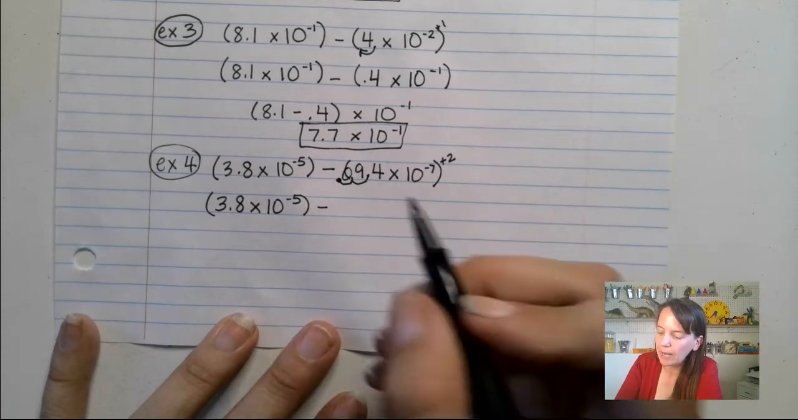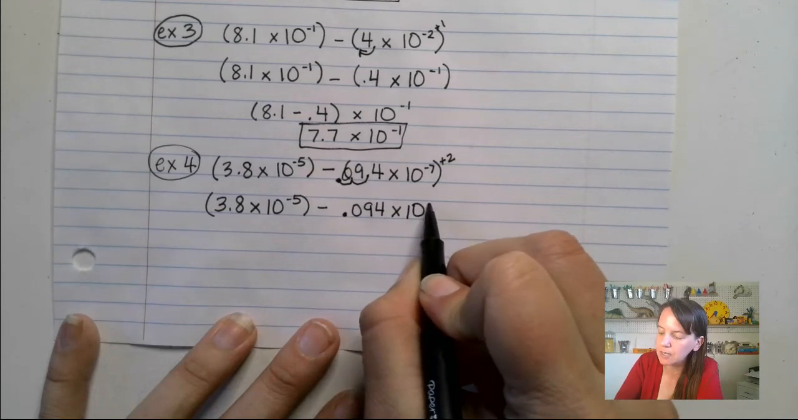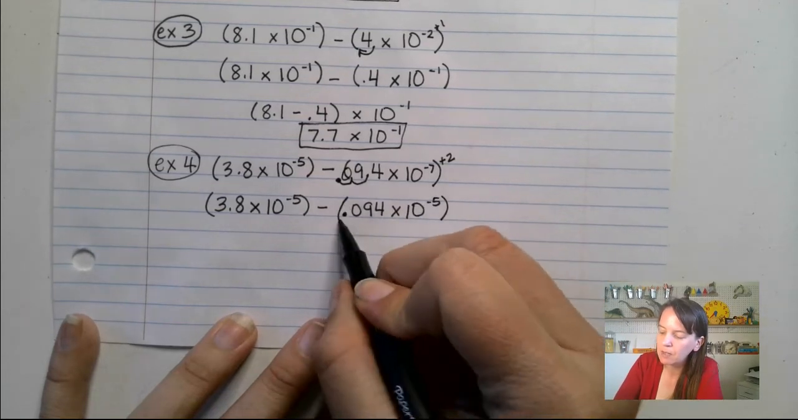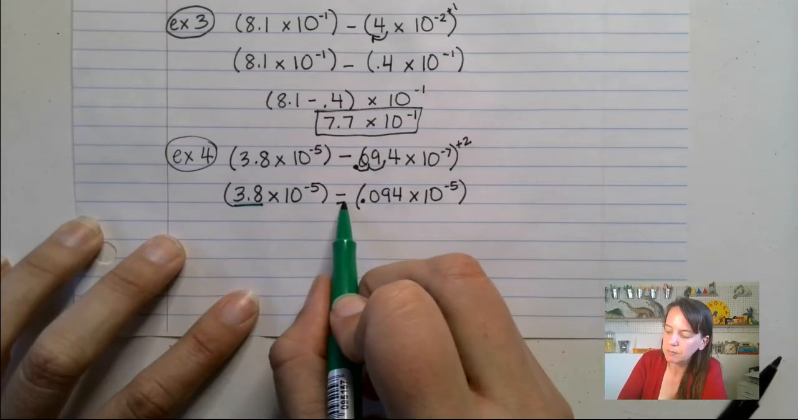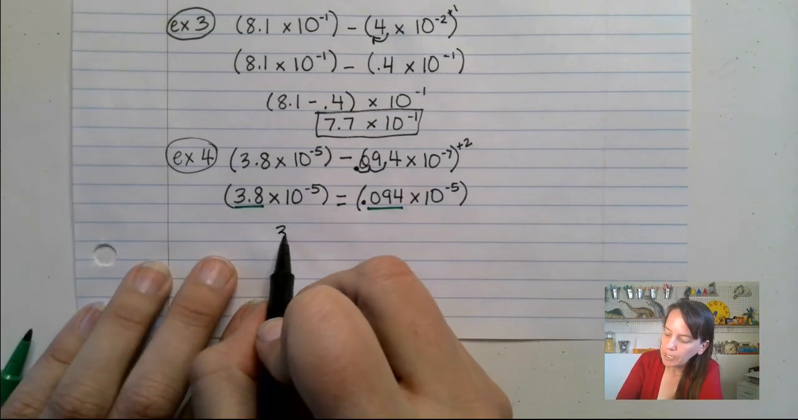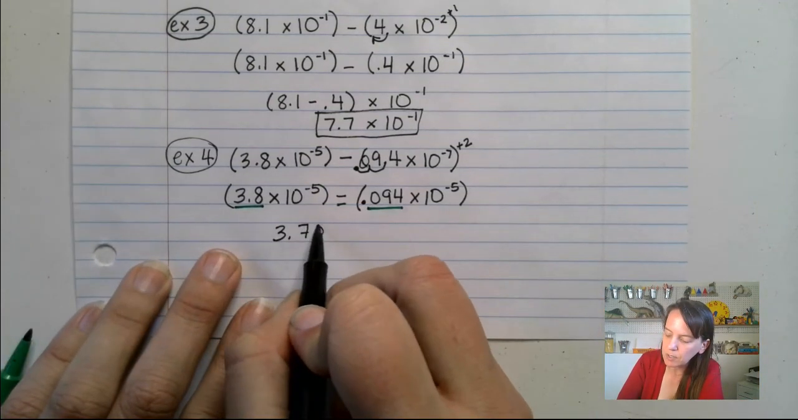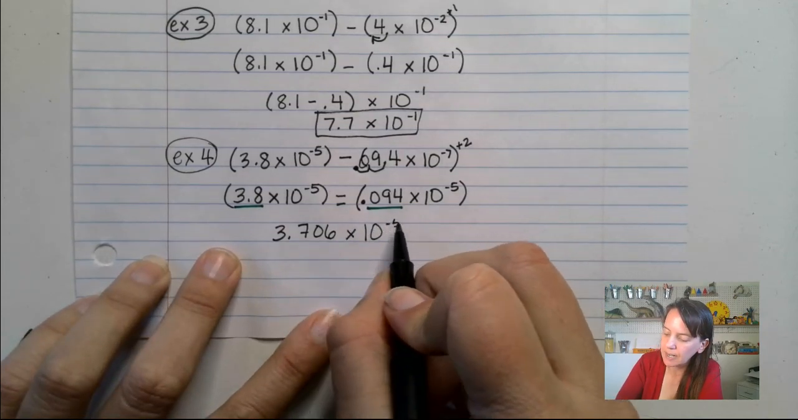So now what I have is 0.094 times 10 to the negative 5. All right, so what we're going to do is subtract. We're going to take this minus this, and we'll end up with 3.706 times 10 to the negative 5th.